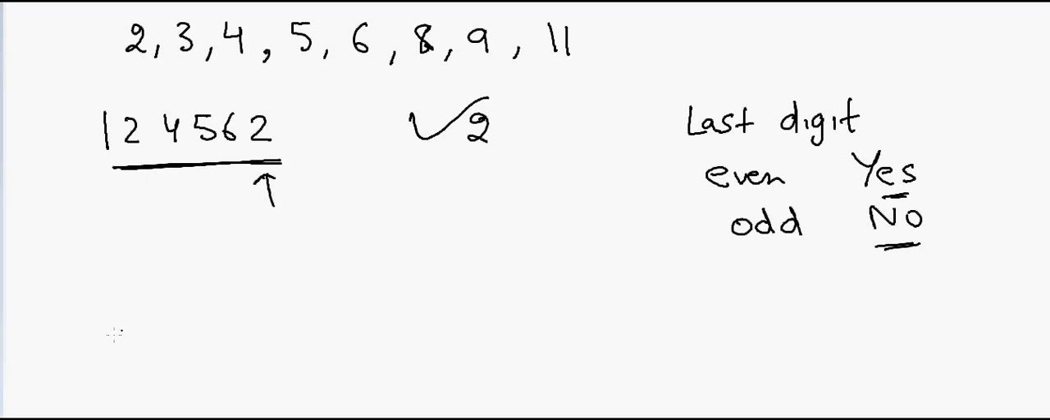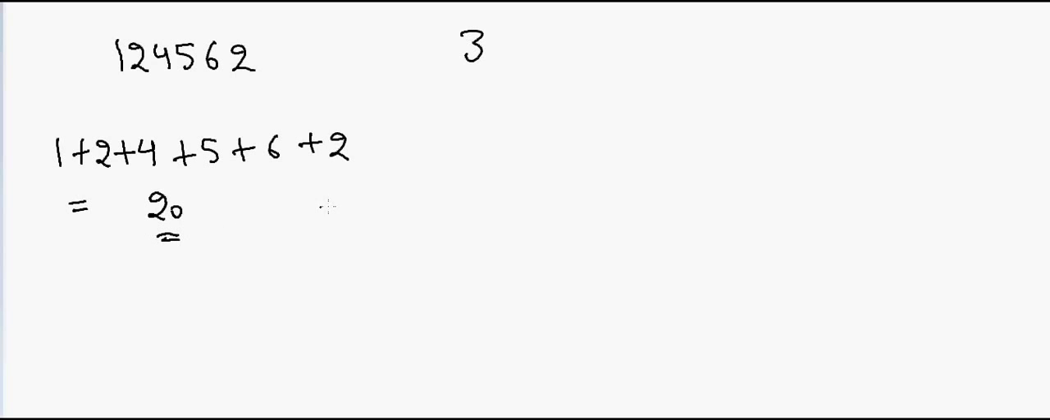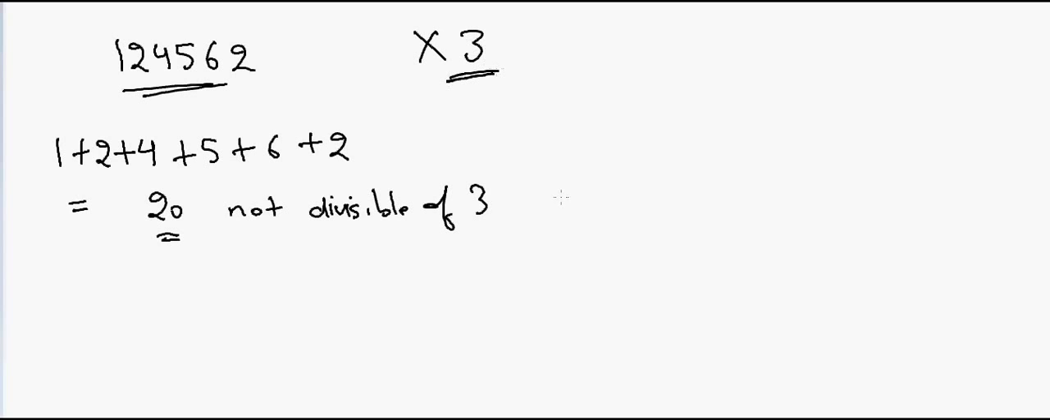Now let's talk about division by 3. If I have 124562 again, and I'm looking at whether it's divisible by 3, in that case I'll add all these digits together. So 1 plus 2 plus 4 plus 5 plus 6 plus 2. That gives 3 plus 4 is 7, 7 plus 11 is 18, plus 2 is 20. As you can see, 20 is not divisible by 3, so this number will not be evenly divided by 3.